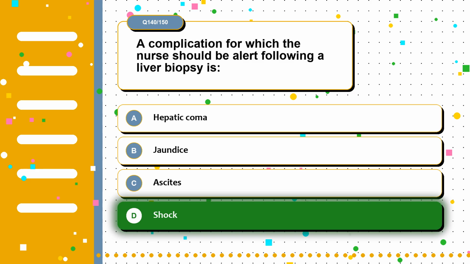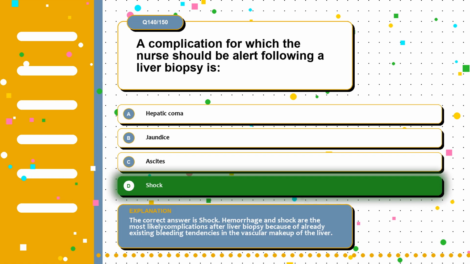The correct answer is option D. Shock. The correct answer is shock. Hemorrhage and shock are the most likely complications after liver biopsy because of already existing bleeding tendencies in the vascular makeup of the liver.